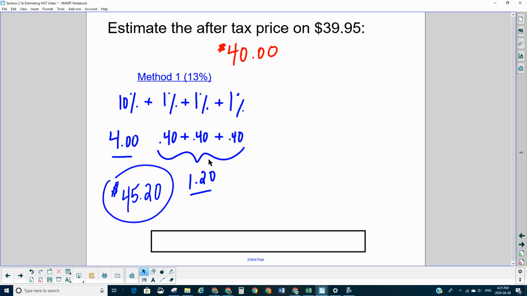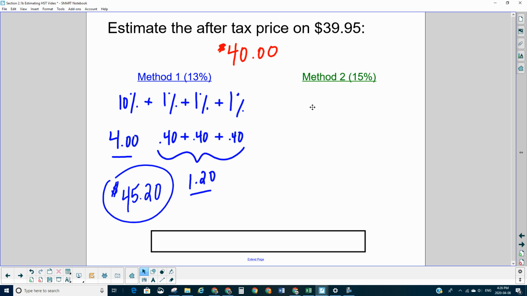So that's a great method to quickly figure out, in our head even, how much tax we'll need or how much money we'll need. There's a second method. In the second method, instead of finding 13%, we're going to find 15%. I know 15% is bigger, and the estimate's going to be a little bit higher. But if we have enough money for this estimate, we'll definitely have enough money when the calculator actually figures it out.